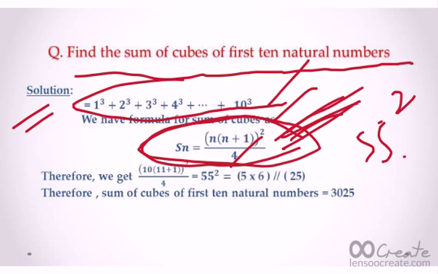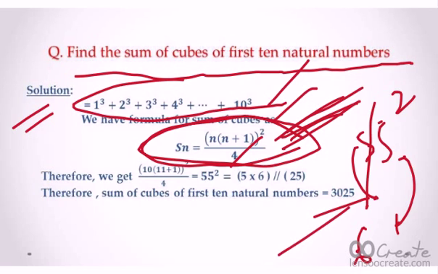55 square can be found in no time by applying the sutra which we learnt in this video previously. That is, separate the numbers 5 and 5. One more than 5 is 6. 5 into 6 is 30, and 5 square is 25. Hope you understood it.